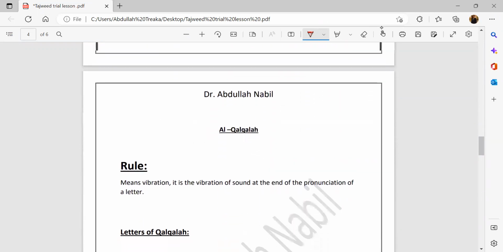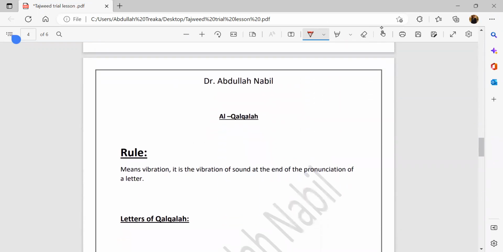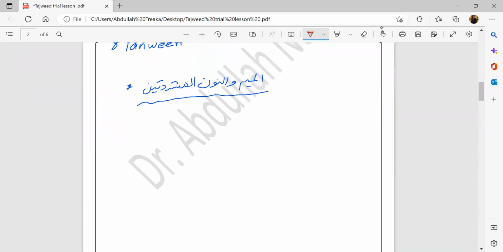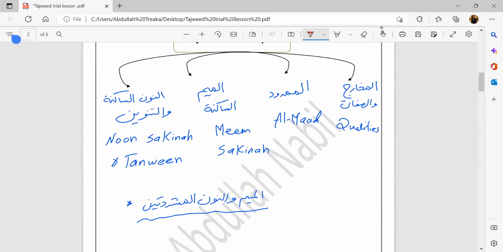Okay. We'll have a small lesson here. This lesson is categorized under صفات الحروف. القلقلة is here.